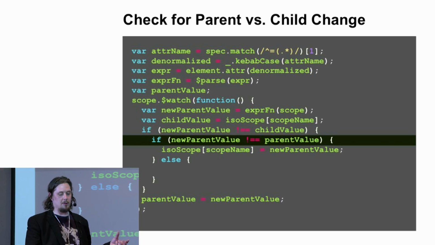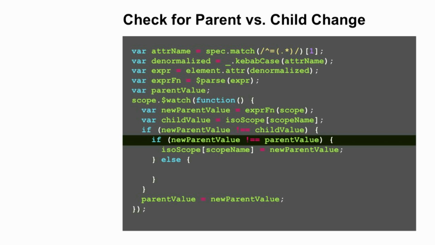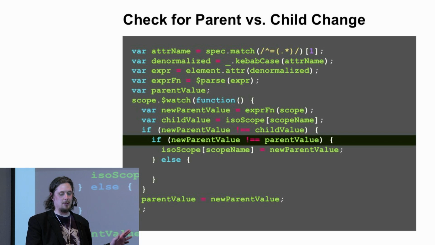And the key to that is to introduce one more tracking variable called parentValue. And that variable's job is to always hold the latest value on the parent scope that we have seen. So after every time this watch has been called, at the end of it, parentValue will hold what we saw the parent expression's value to have the last time. And when we see that the parent and child values are different, we can check, is the new parent expression's value different from what we saw the last time? Because if those two are different, there has been a change in the parent expression value, and we propagate it down to the isolate scope by just putting the attribute there.